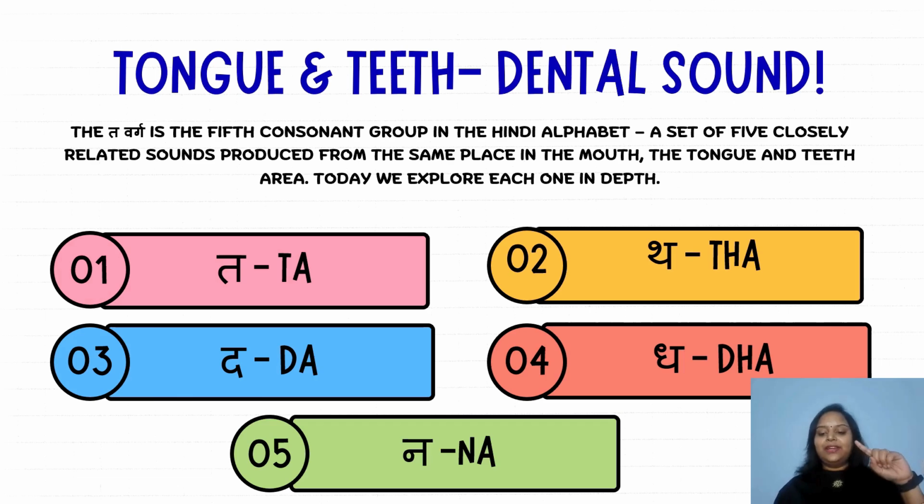So, the first one is ta. Can you see? I am using my teeth and my tongue. Ta, ta. The next is tha, tha. Third is da, da. Fourth is dha, dha. And the fifth one is na, na.